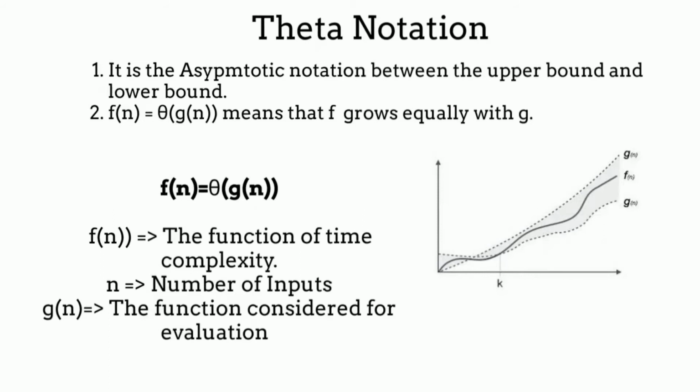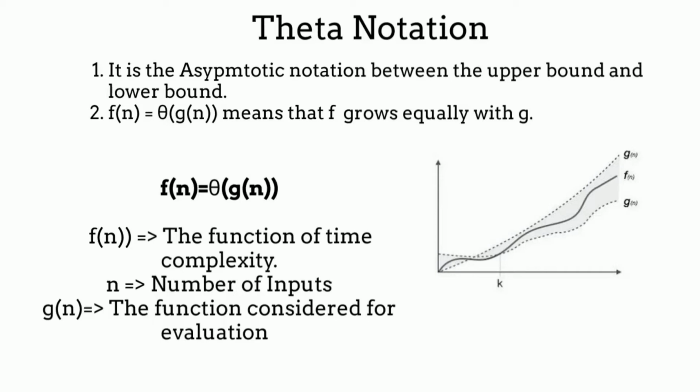Coming over to the theta notation. Theta notation lies between the upper bound, that is the big O notation, and the omega notation. It grows equally with g of n, where n is the number of inputs, g is the function that we have considered, and f of n is the function of time complexity. You can have a look at the graph. For increasing values of n, f of n grows equally with g of n.